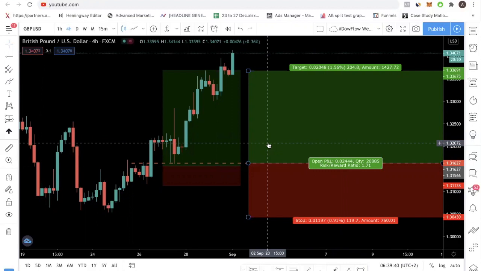What I'll do next is I'll go through when you should do each of these, okay? Because having a tight stop loss is not for everyone, okay?